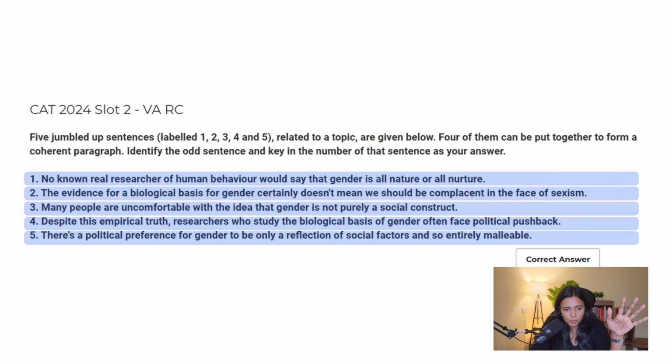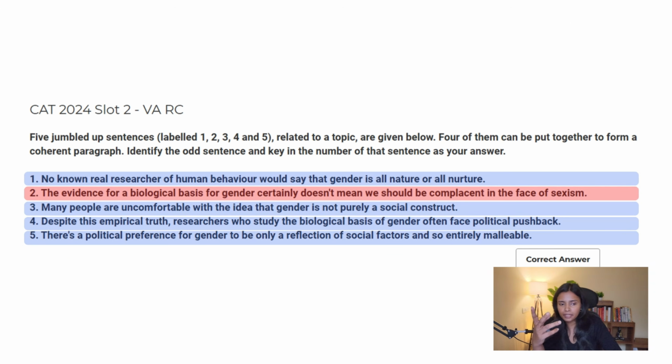Now let's look at option 3. Many people are uncomfortable with the idea that gender is not purely a social construct. So this is somewhat related to the pushback and the preference for everything being socially explainable. The rough order in my mind is 1, 4, 5, 3, and option 2, which talks about evidence for a biological basis for gender certainly doesn't mean we should be complacent in the face of sexism.